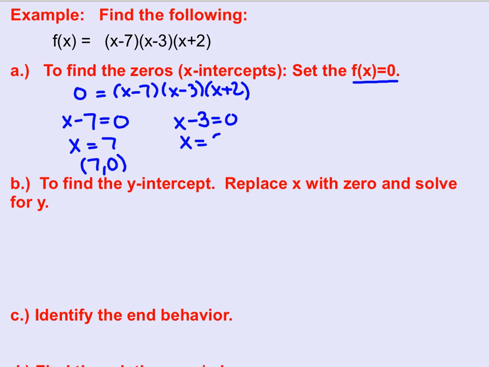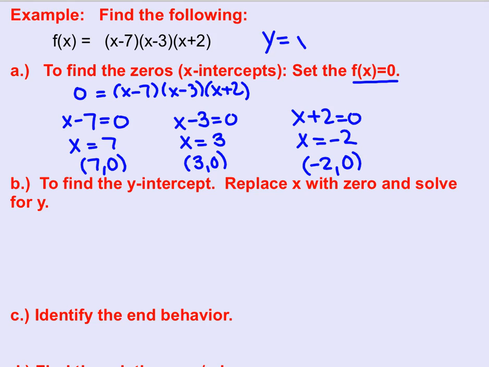All right, next one, the next x-intercept will be found by setting x minus 3 equal to 0. Solve by undoing, so we'll add 3 to both sides. So this one is at 3, 0. The last one, x plus 2 equals 0. Solve by undoing, so we'll subtract 2 from both sides. So that ordered pair is at negative 2, 0. So we have 3 x-intercepts. Notice that if we were to FOIL this entire function out, we would get something that had x cubed in it. So that tells us that the shape of this graph is going to be a snake.